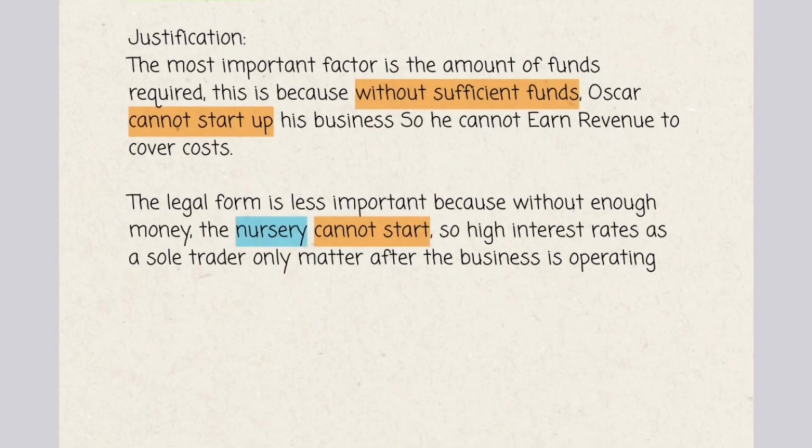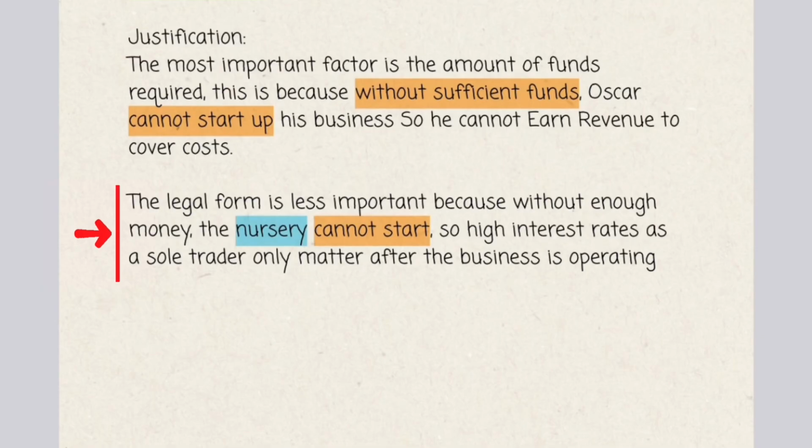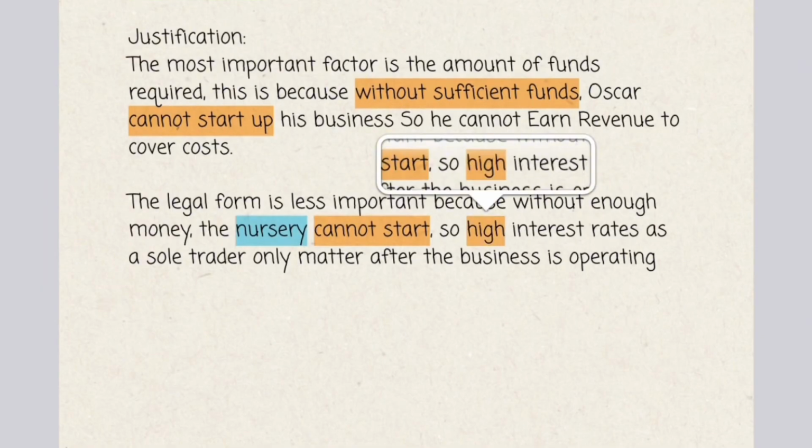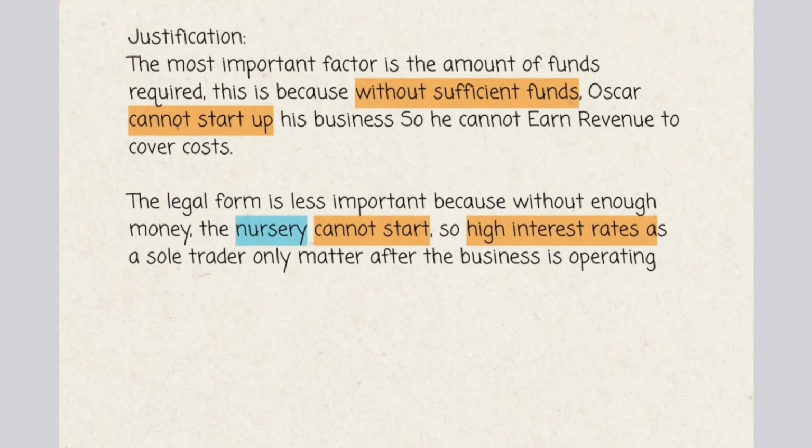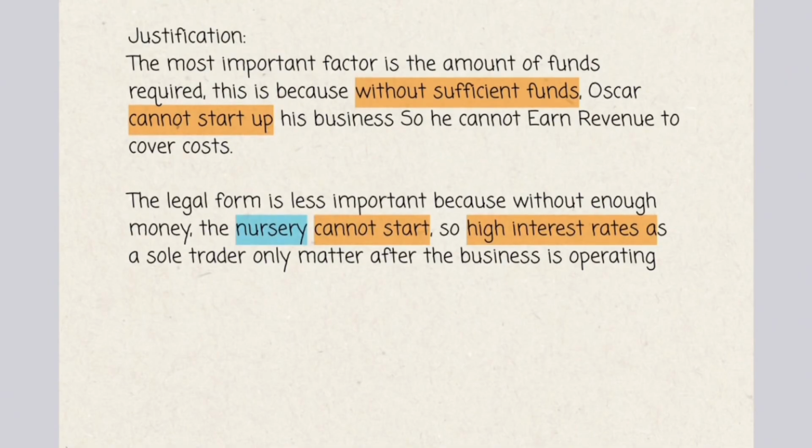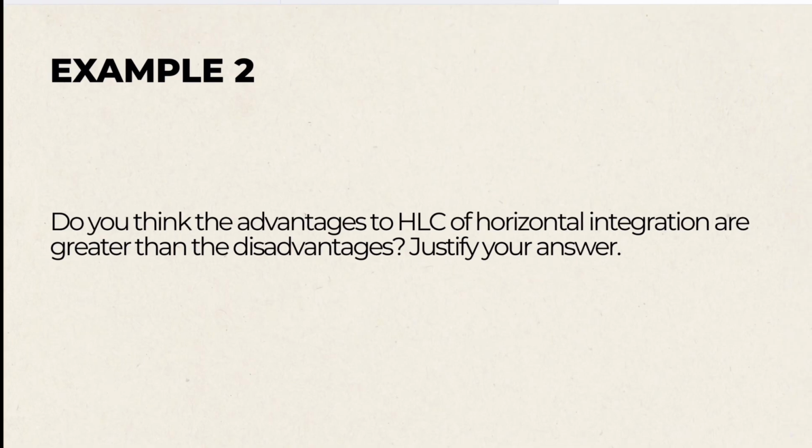And for the 2 evaluation points, without sufficient funds, Oscar cannot start up. And legal form is less important because without money, it cannot start up. So high interest rates don't really matter. And there you have it. This is an 8 out of 8 answer using the examiner's feedback. As you can see, this script has followed the 4 rules. It's made a clear decision, it's rejected the alternatives, it hasn't repeated anything, and there are no additional knowledge points in the evaluation. Moving on to example 2.